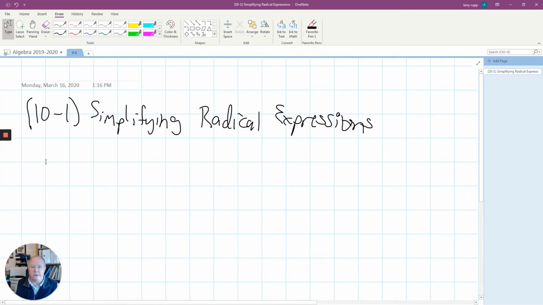Good afternoon. This is Algebra, section 10-1, simplifying radical expressions.